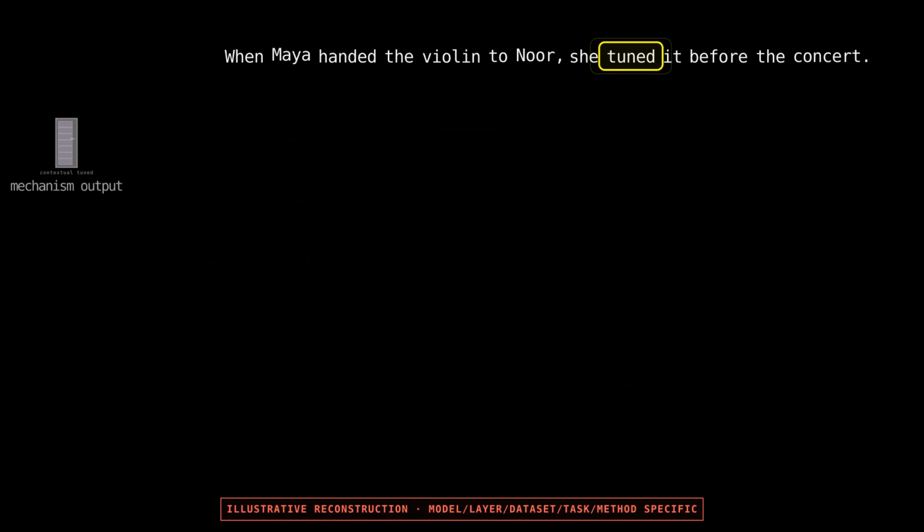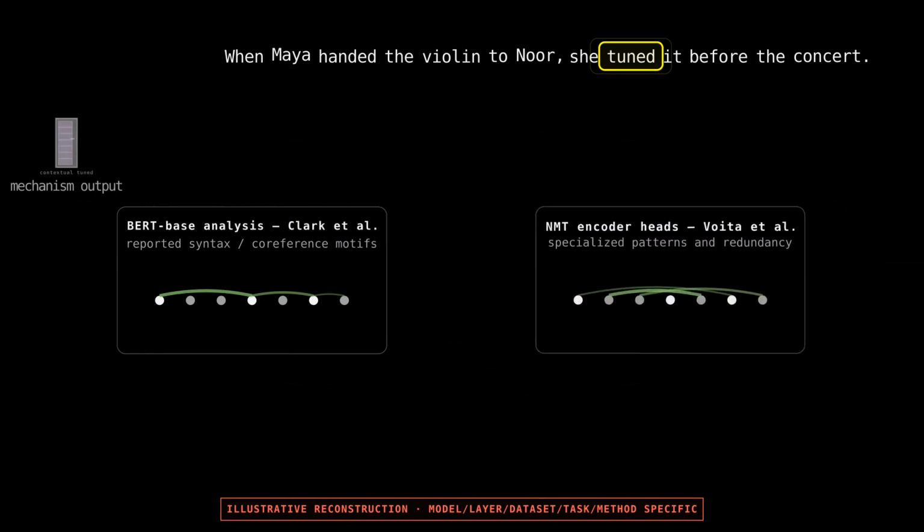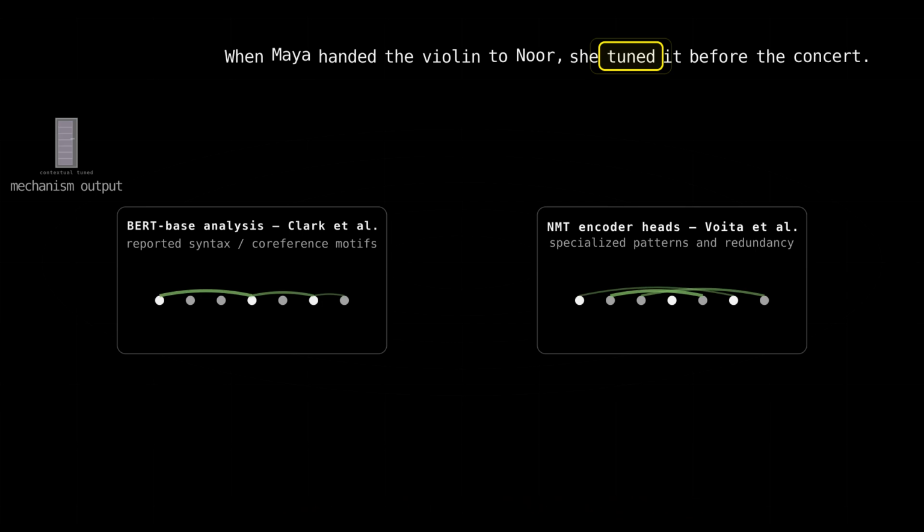Still, when researchers inspect trained models, some attention heads do show recognizable patterns. In one analysis of BERT, particular heads often attended to fixed relative positions. Others aligned with certain syntactic dependencies or coreference relationships. Work on neural machine translation also found important heads with positional and syntactic behavior. That makes intuitive sense. Independent projections give specialization room to emerge, but the word "particular" matters.